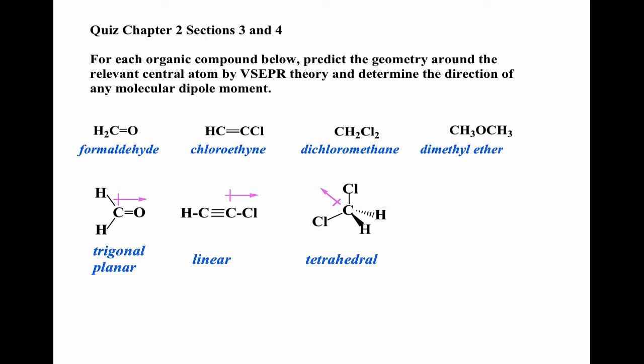Dimethyl ether, what's the shape? It's going to be tetrahedral, even around the oxygen atom. You probably call it bent. That would have been okay. But remember, we also have to take into account where the electron pairs are, right? They're also part of the structure. Is there a dipole? Yeah, towards the oxygen, right? So in that direction.